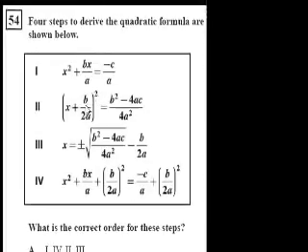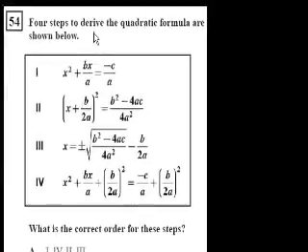Next problem, 56. No, 54. All right, this is another one that should be cut and pasted. Four steps to derive the quadratic formula shown below. I said in previous videos that you can derive the quadratic formula by completing the square, and we actually do that in another video. I don't want to give too much of a plug for other videos, but let's see what they want to do. What is the correct order of these steps?